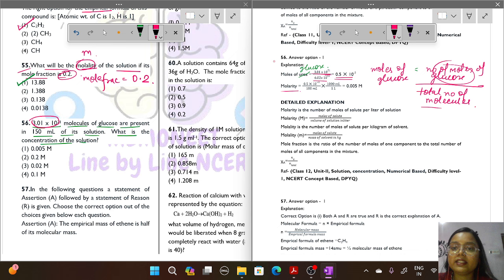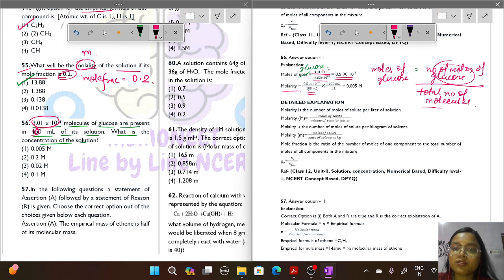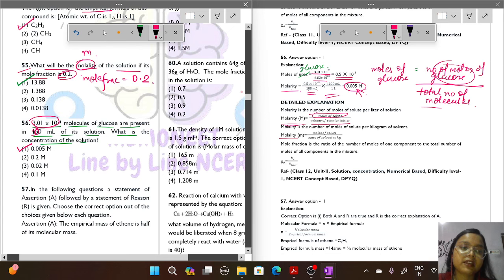Now we will find out the molarity. It is 0.5 into 10 to the power minus 2 by 100. One thing: in the question there is a mistake, it should be 100 ml of its solution, not 150. So volume will be 100. Molarity is the number of moles of solute divided by volume of solution in liters. So we find the value of molarity as 0.005 molar, which means option number 1 is the correct option for question number 56.